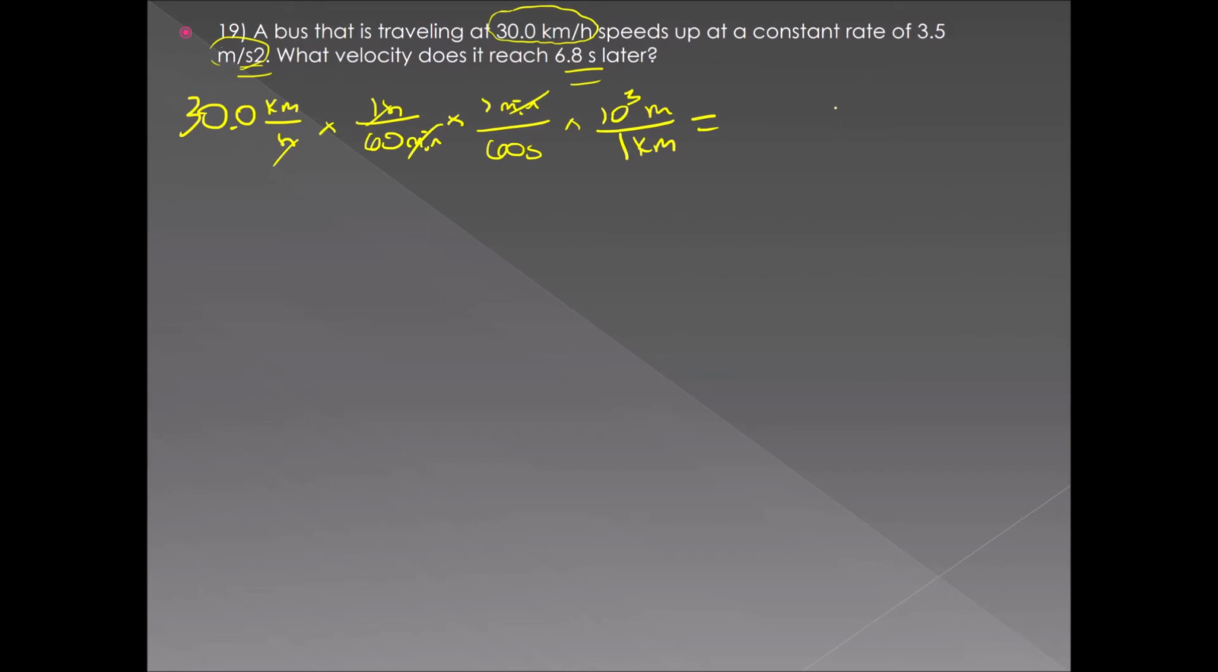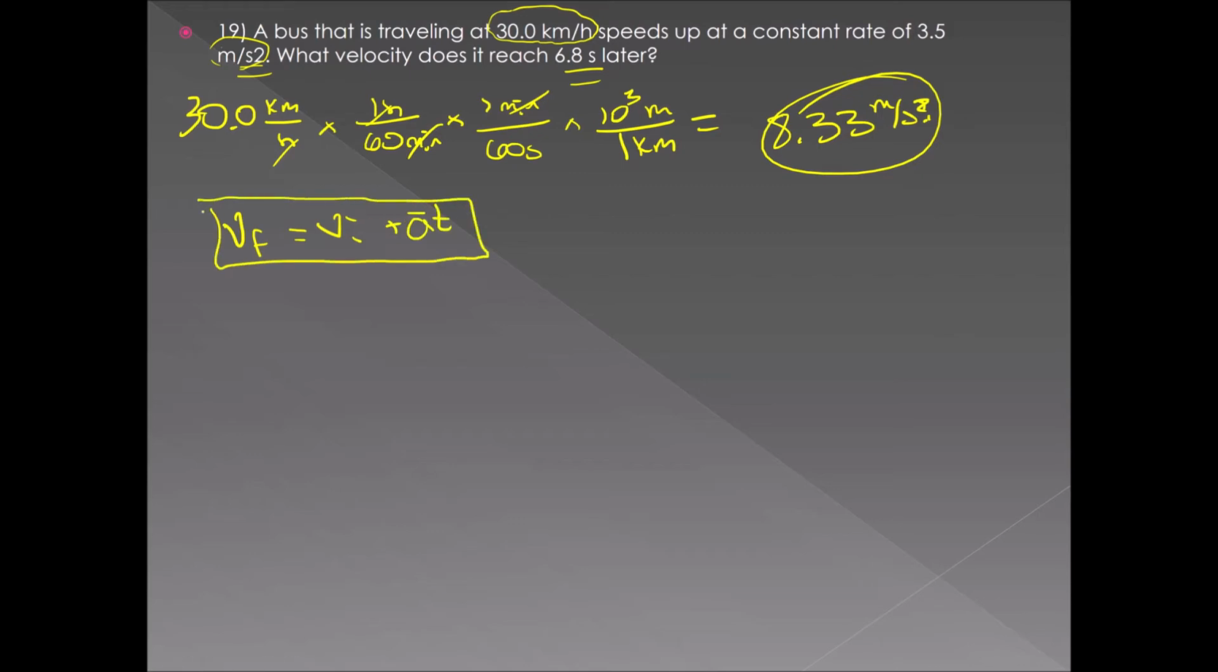I don't even think I did that on paper. 8.33 meters per second. Somewhere in there. So anyway, we're going to find the final velocity of our bus, and it doesn't ask us to draw. So final velocity equals initial velocity plus acceleration times any amount of time. We can go ahead and crunch numbers here. That's your formula. Always write your formula first.